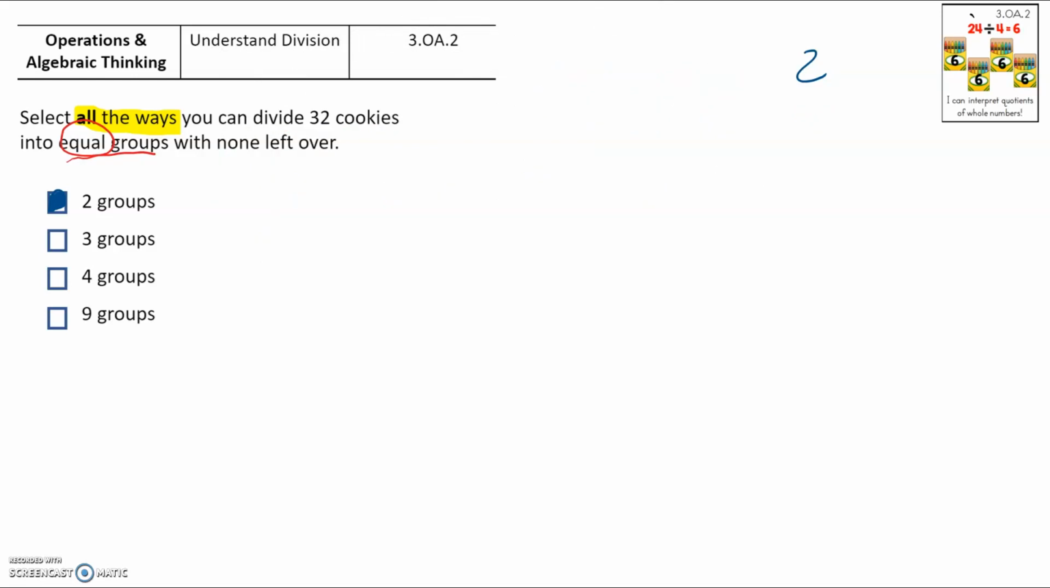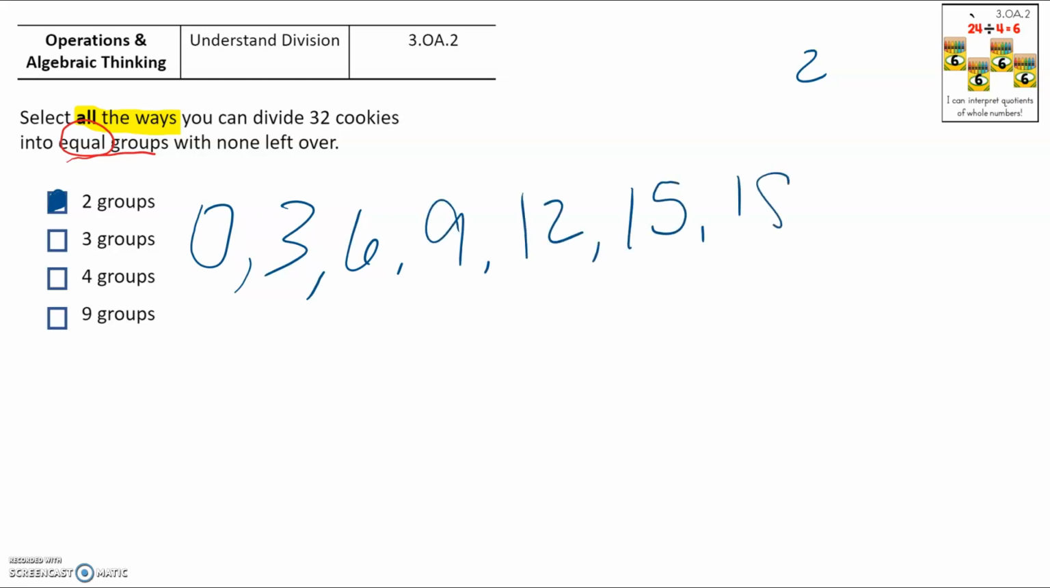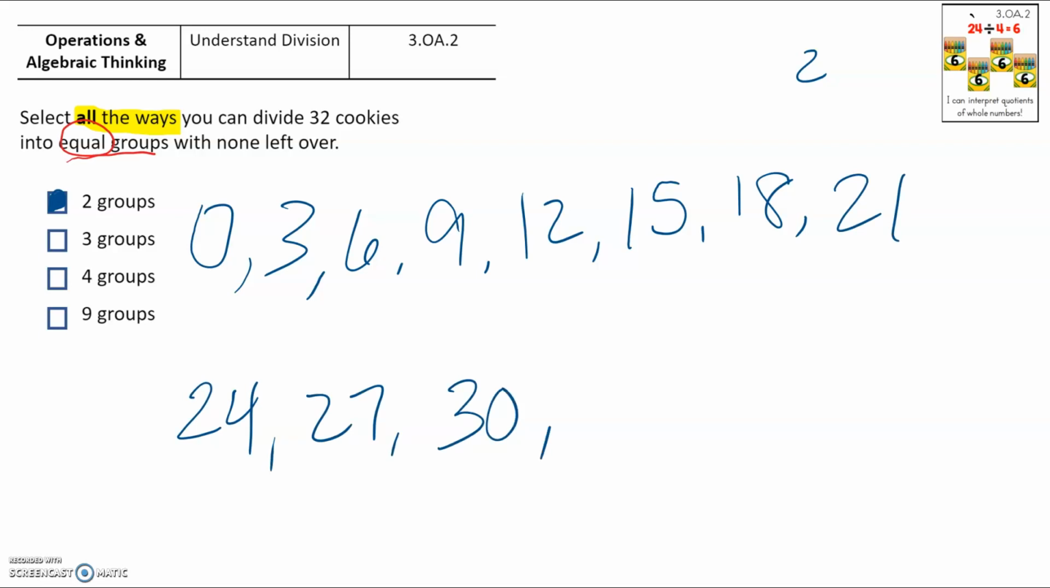Okay, let's move on with 3s. For 3s, I'm going to count by 3s again. I'm going to start with 0 though. 3, 6, 9, 12, 15, 18, 21, 24, 27, 30, and 33. I did not land on 32, so I would not be able to divide 32 cookies evenly with no leftovers by 3. So I can mark that one out.